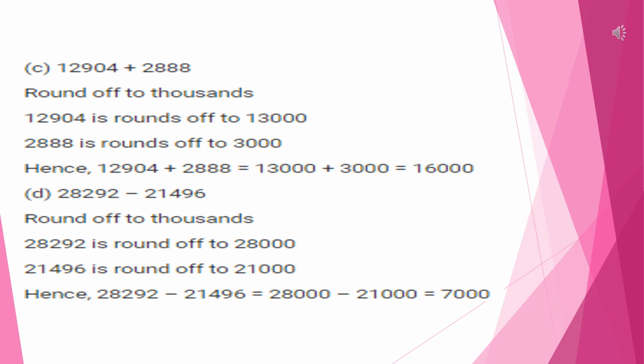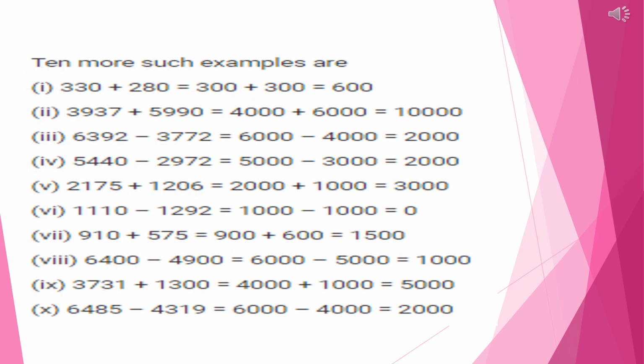28,292 is rounded off to 28,000. 21,496 is rounded off to 21,000. Hence, 28,292 minus 21,496 equals 28,000 minus 21,000 equals 7,000. These are some examples based on estimation of sum or difference, which I have explained to you in the previous question.